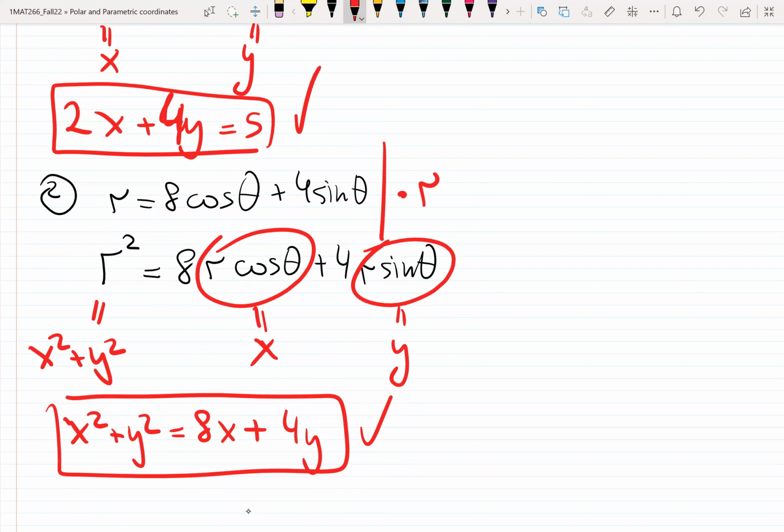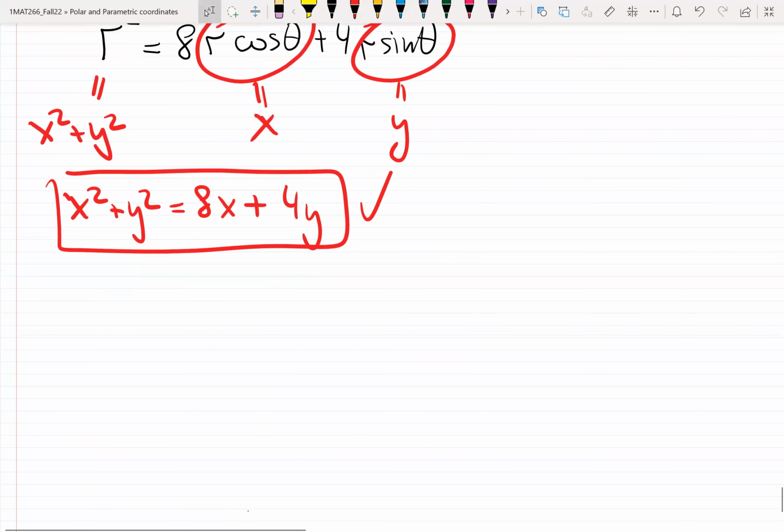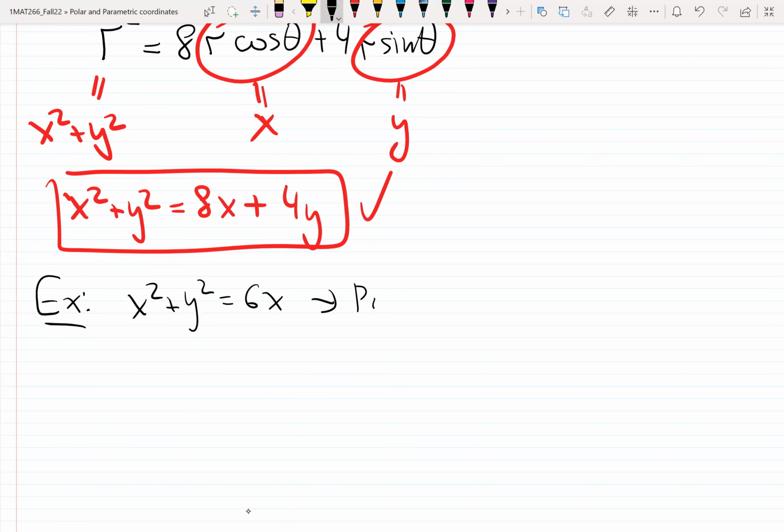Now, let's jump back. We did not practice jumping back from Cartesian to polar. If I ask you to jump back, that means from x squared plus y squared equals 6x, jump to polar. Well, we don't really know many things. You just plug in what you know.